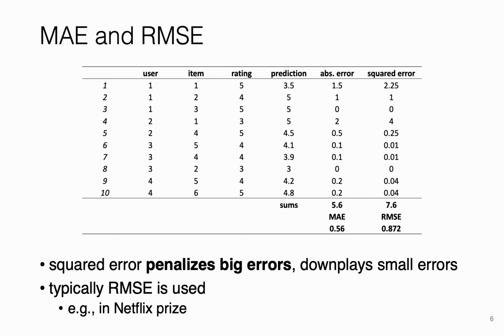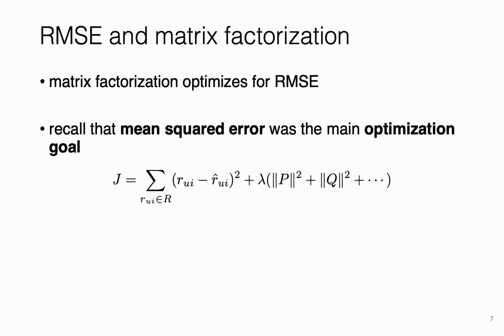This behavior of squared error is what we want most of the times, so that is why RMSE is typically used. And RMSE was actually the metric used to optimize for during the Netflix prize competition. A final note about RMSE is that matrix factorization directly optimizes for it. Remember that the cost function contains the squared prediction error.